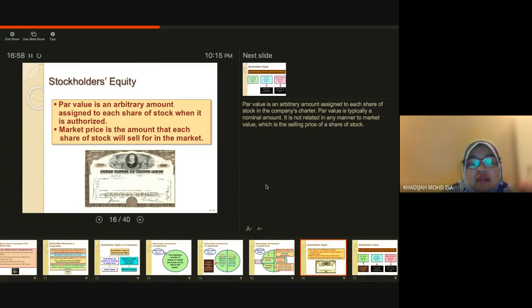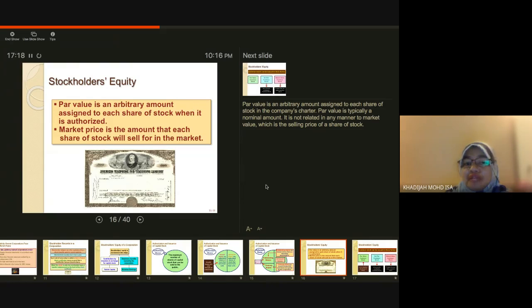Okay, so I don't want to go into this. When you want to buy shares, par value is just the value of the stock when it was first authorized. So in Malaysia, for most companies, the par value is always RM1.